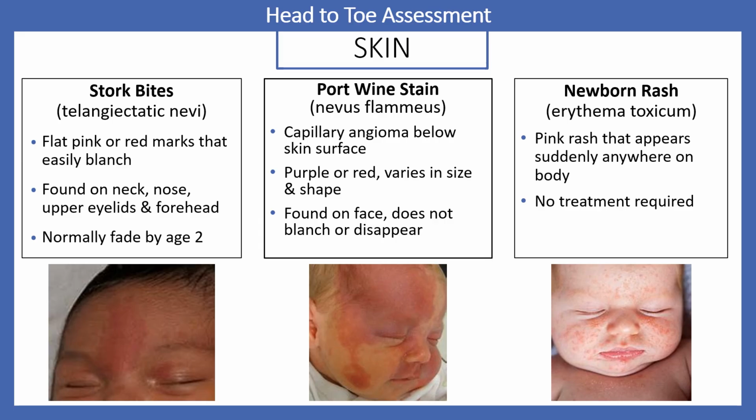The third picture shows erythema toxicum, known as a newborn rash. A newborn rash appears as a pink rash that suddenly appears on the body. This is not a true rash. It is the newborn's skin reacting to all the new things it is touching, like mom's skin, clothes, and blankets. No treatment is required and it does not bother the newborn at all.